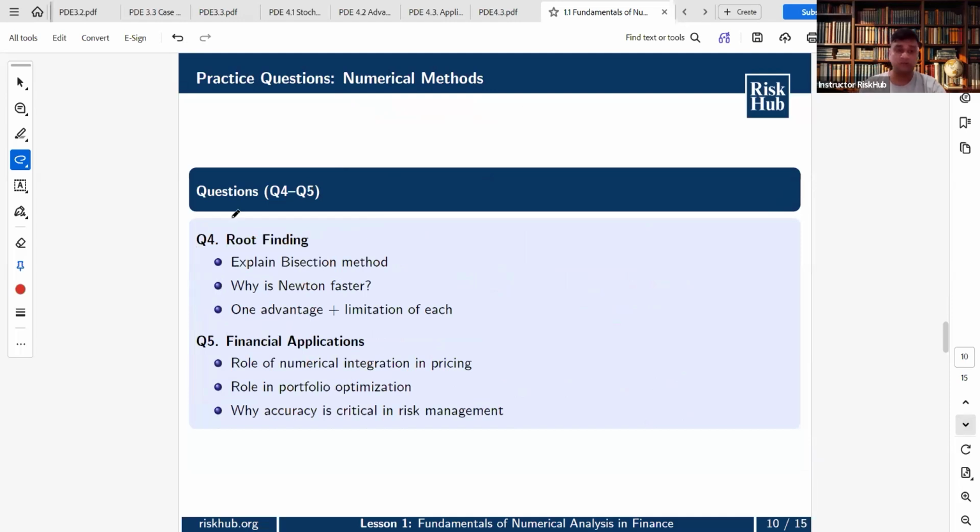Then we get into question number 4 and 5. We have root finding. The slide focuses on algorithms and a finance example. Root finding means you have to explain the bisection method. Bisection repeatedly halves an interval containing a root. If f(a) times f(b) is less than 0, then the function changes sign between a and b, so a root lies inside. Midpoint c is equal to (a plus b) by 2. Then we keep the half where the sign change remains.